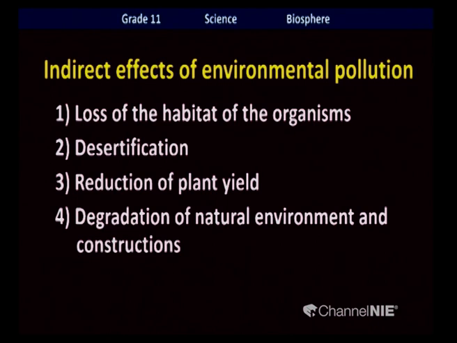Number 1, loss of the habitat of the organism. Loss of the habitat will be one of the major threats for biodiversity loss. The main reason for biodiversity loss is loss of habitat. One of the best examples we can give is human-elephant conflict.